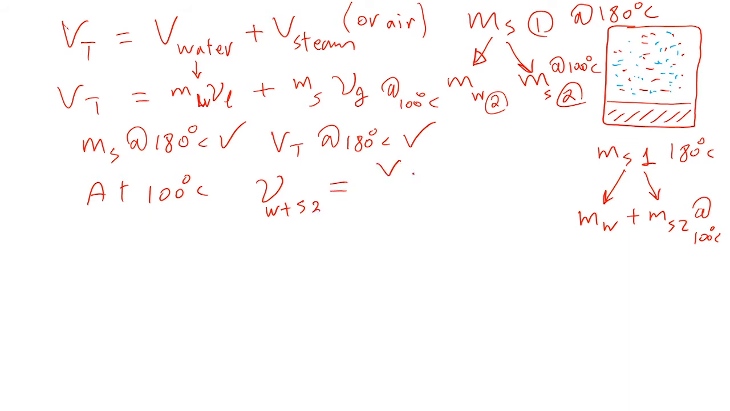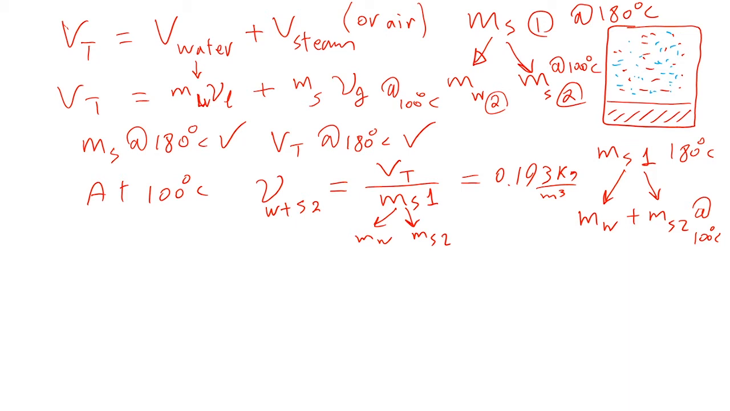So this will be the total volume divided by the total mass of steam at case 1, which is mass of water plus mass of steam at case 2. This will give us 0.193 meter cube per kilogram.